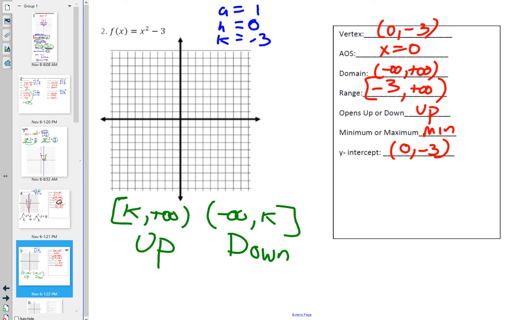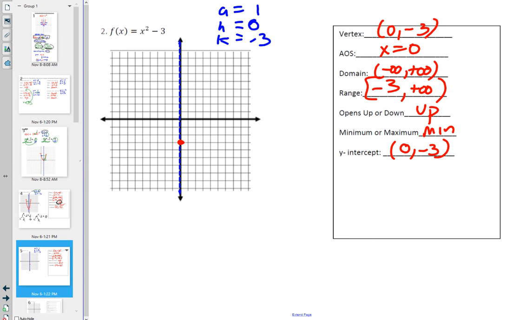So now when we graph, axis of symmetry is at x equals 0. So I draw a vertical line right on top of the y-axis. Sarah did the same thing already. And my vertex is at 0, negative 3. But now I need to come up with the lateral points.